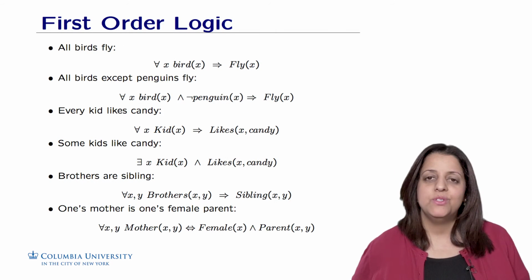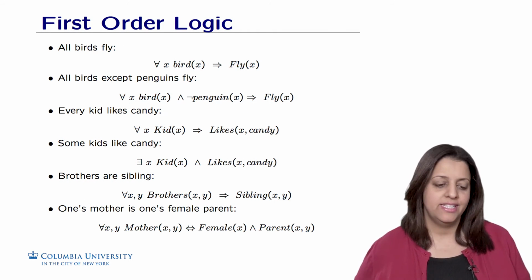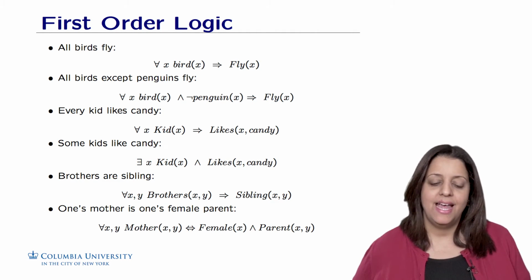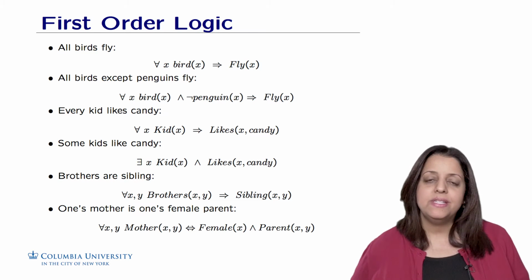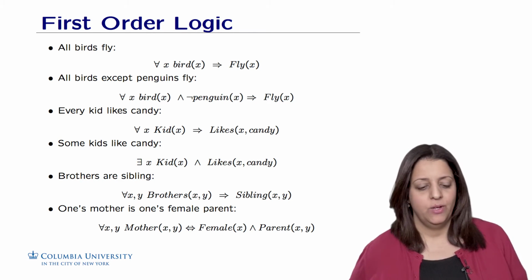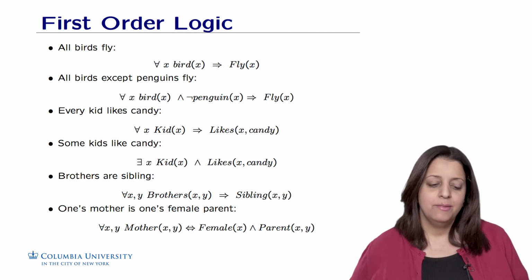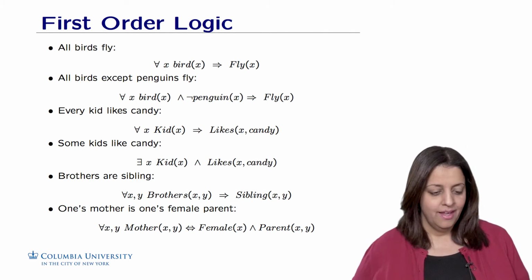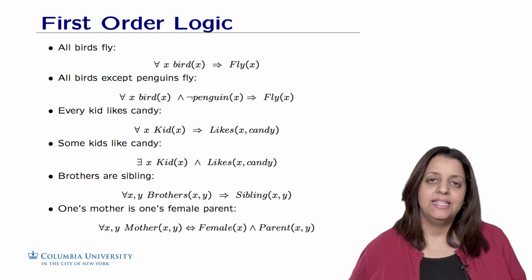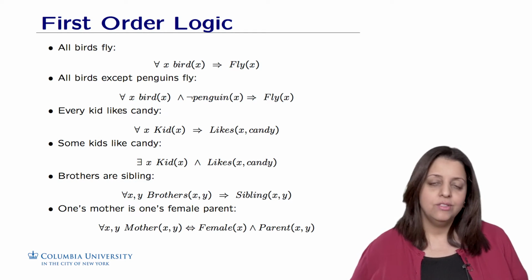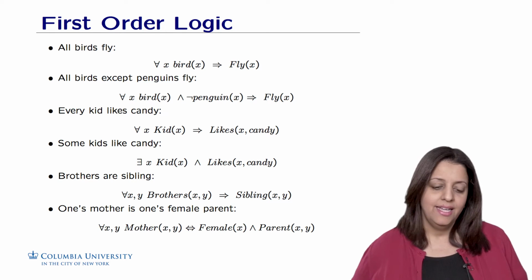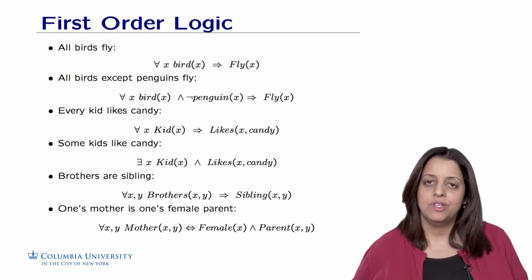So here are a few examples using first-order logic to express that, for example, all birds fly. We could write for all x, bird(x) then fly(x). To express that all birds fly except penguins, we could write for all x, bird(x) and not penguin(x), then fly(x). If you want to express that every kid likes candy, we're going to write for all x, kid(x), then likes(x, candy). Candy in this case is a constant, and we have likes, which is a predicate with two arguments.